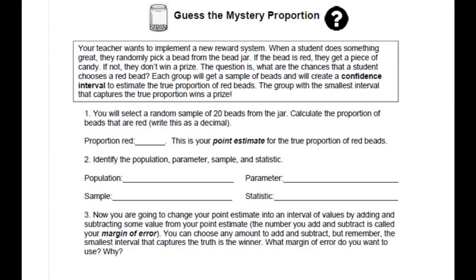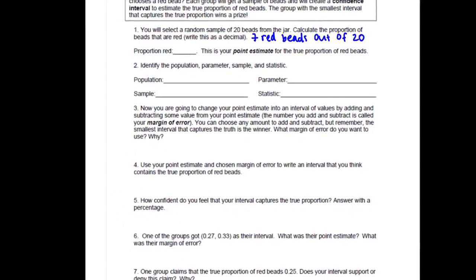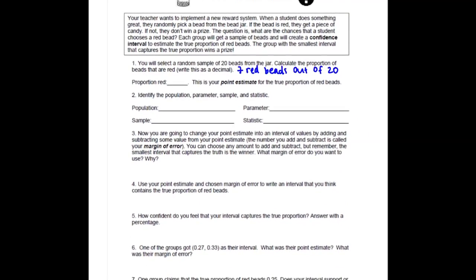So one thing is that if you guys are in class, you'll get your own sample. If you're not in class though, and we're at our own homes or we're absent from class, then I'll just tell you, let's say I gave you a sample of 20 beads and 7 of them were red. So I'm going to say you had 7 red beads out of 20. If you're in class, you'll get your own. If you're not, I want you to use 7. And what I want you to do is use 7 as your best guess for what the true proportion is. I want you to work through questions 1 through 7, and then you're going to stop. We'll debrief, and then you'll finish the rest of the activity.